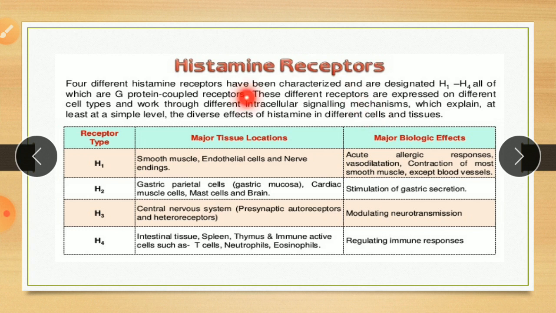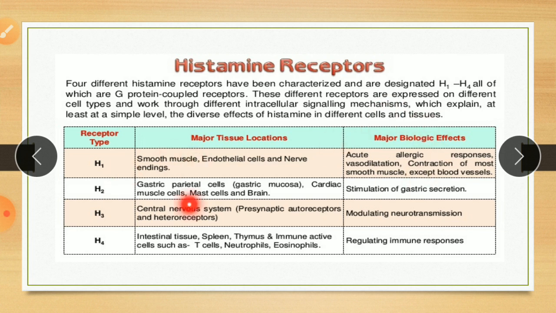So in this table, the receptor is given, then the location is given. For example, H1 receptor has various locations, for example smooth muscle, endothelial cell, nerve ending. So these are the main locations of the H1 receptor. Their physiological, biological effects include allergy responses, vasodilation, contraction of smooth muscle. So these are the effects.